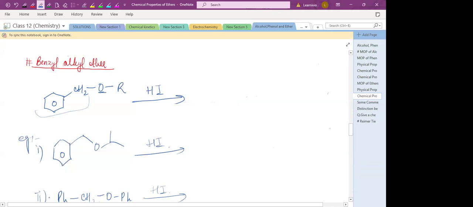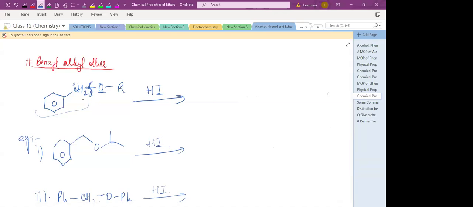अगर आप इस टाइप का attachment देखो, so this is a benzylic type of attachment, and this carbon is known as the benzylic carbon. So you have to break the bond from here. This C-O bond you break, and not this one. Okay. So you have to break this C-O bond. Is it clear? Yes, ma'am.